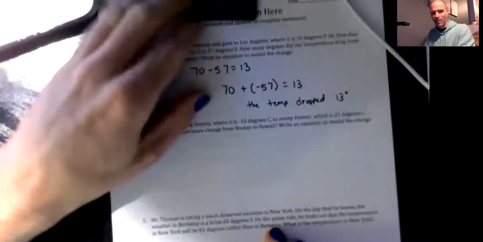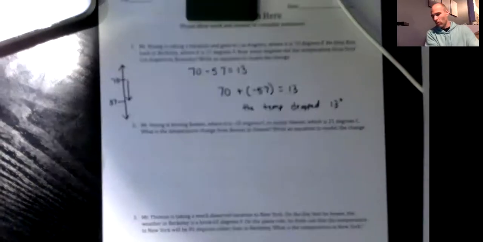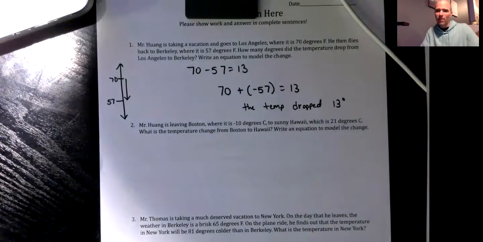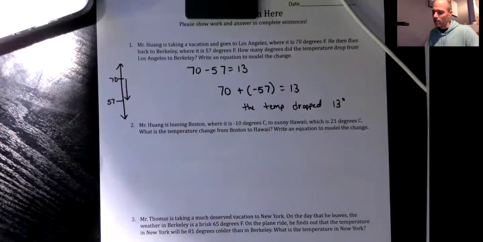All right, the next one says, Mr. Wong is leaving Boston, where it is -10 degrees C, stands for Celsius. It's very cold. To sunny Hawaii, which is 21 degrees Celsius. That doesn't sound very hot, but in Celsius, it's pretty warm. What is the temperature change from Boston to Hawaii? Write an equation to model this change.